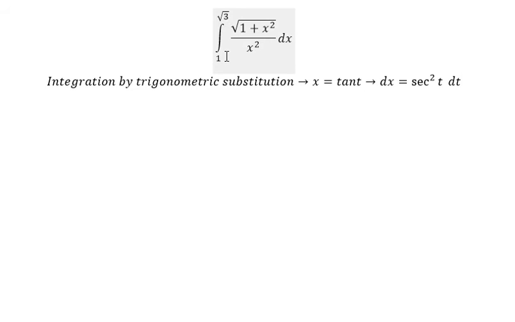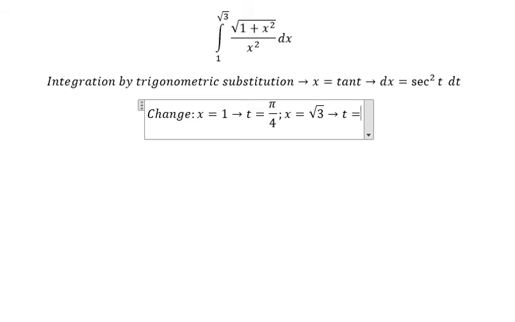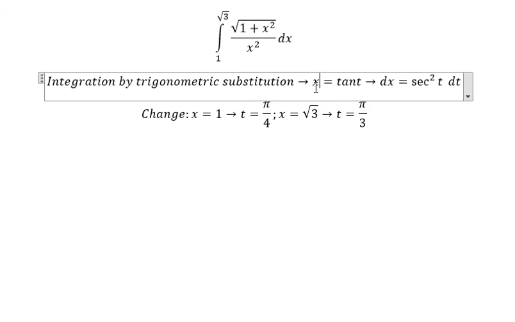So we need to change the boundary. If s equals 1, then t should be pi over 4. If s equals the square root of 3, then t should be pi over 3. So we put 1 in here, and we can use arctan of 1 and arctan of the square root of 3. You got pi over 4 and pi over 3.